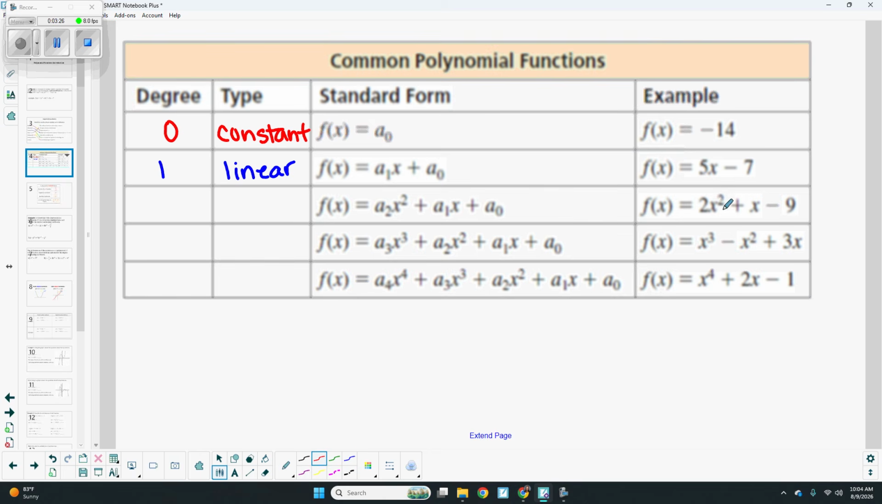When the power is 2, no matter how many terms there are, that's a quadratic. We've talked about quadratics for many years now. Third power, third degree, was cubic. And if you remember from our lesson the day before, the fourth power is quartic, like a quarter, 4 quarters in a dollar, 4 quarters in a whole.